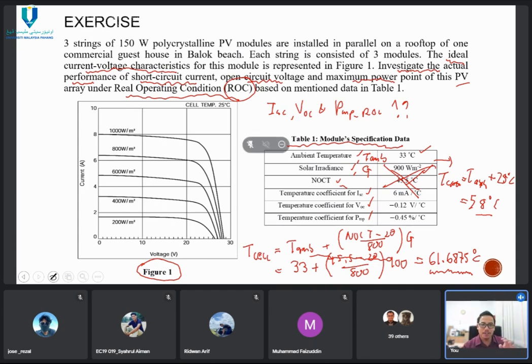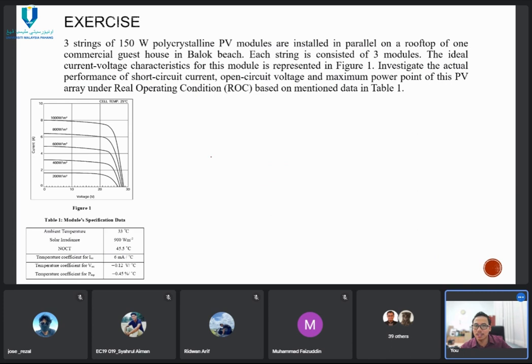If that value is not given, if the value is given, then you need to calculate it correctly, and then you get 61.6875 degrees C for the T cell. Okay, so this one is the T cell, just the value for the T cell. Okay, next one. We proceed with this sequence: short circuit current, open circuit voltage, maximum power. Then you need the ROC value of the ISC, VOC, and PMP.